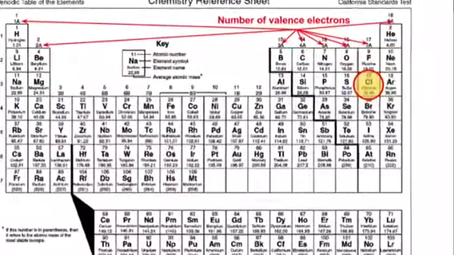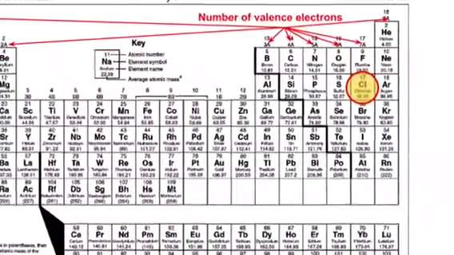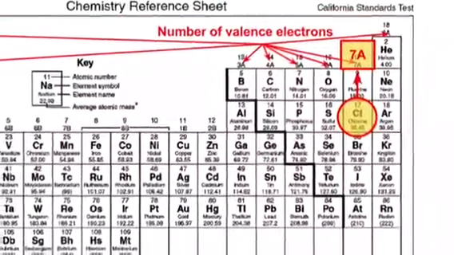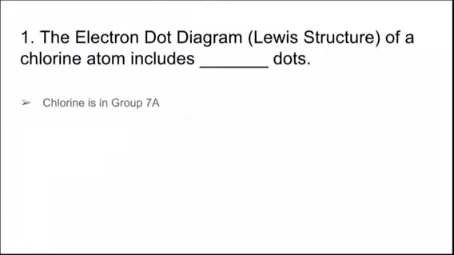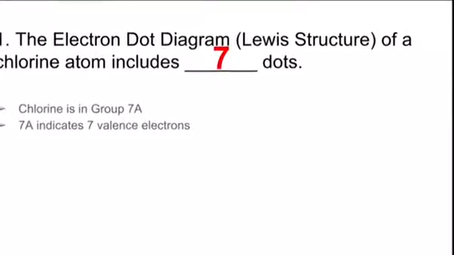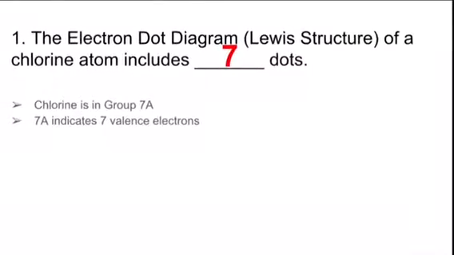So we find chlorine over here, it's element number 17, and we can see that it is in group 7A, so we know it has 7 valence electrons. Since chlorine has 7 valence electrons, we know it has 7 dots in its Lewis structure.